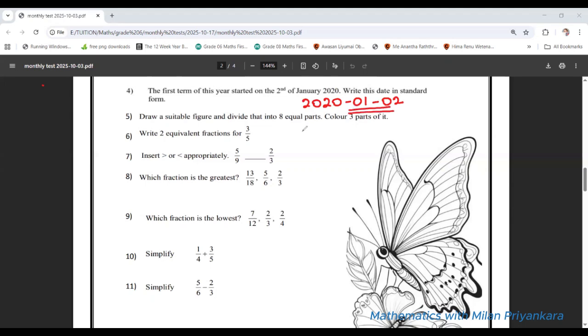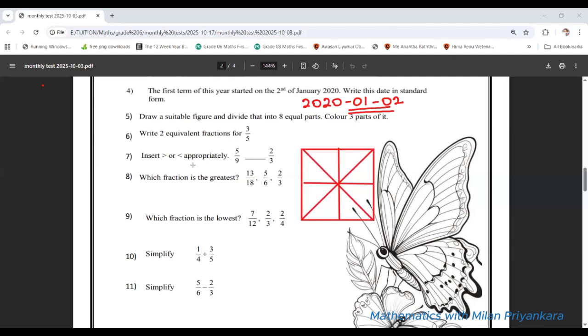Draw a suitable figure and divide that into 8 equal parts. Color 3 parts of it. You can draw different shapes if you want. If you like, you can draw something like a square, and I'm going to divide this into 8 parts. I will do like this, this, and like this, you see.